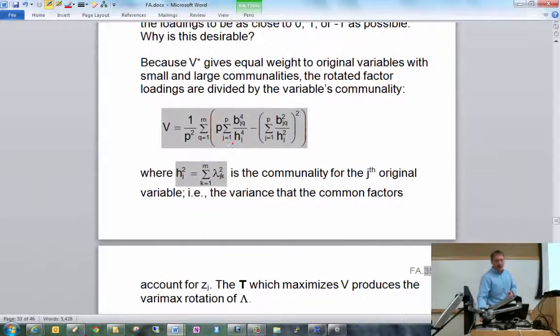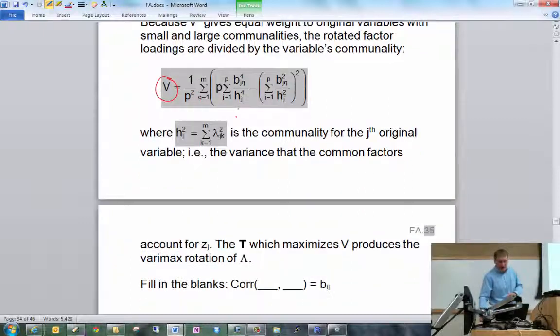Now, what ends up happening is that instead of using V-star, we use a V. It's not really that big of a deal, but we make an adjustment to these b's to take into account the communalities, remember the sum of these lambda squares. We take them into account when we do this maximization. But in essence, it's the same basic idea, so that's why I start with V-star.